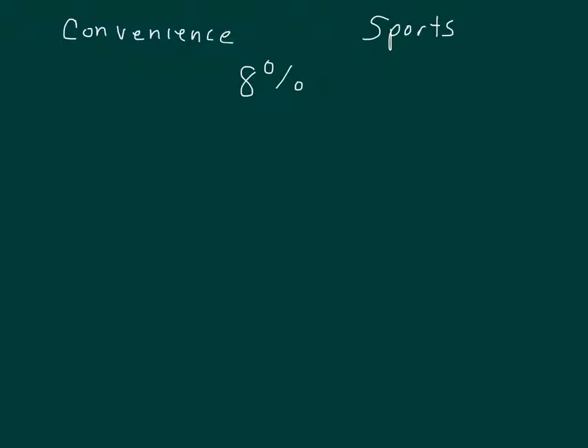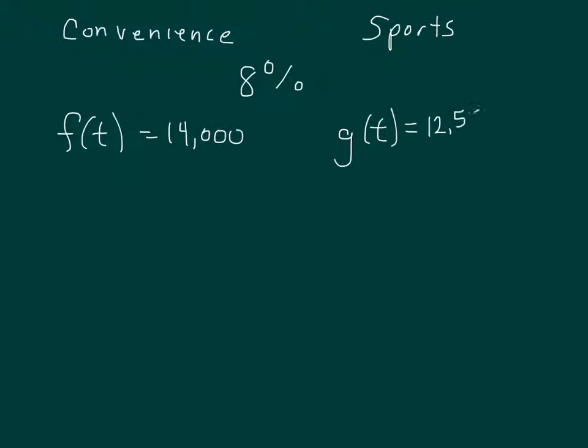compounded continuously. The rate of flow of income from the convenience store is f of t equals 14,000, the rate of flow, so that's my derivative. And the rate of flow of income from the sports store is expected to be g of t equals 12,500 e to the 0.05 t. What we want to do is compare the future values of these two investments to see which one's the better choice after 10 years.